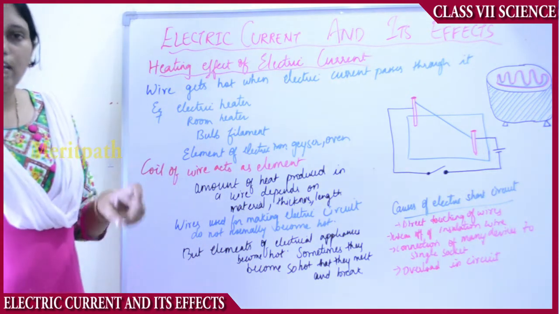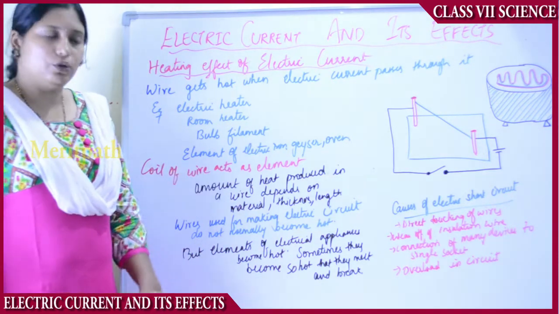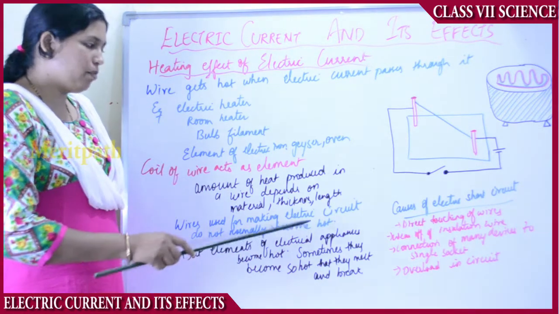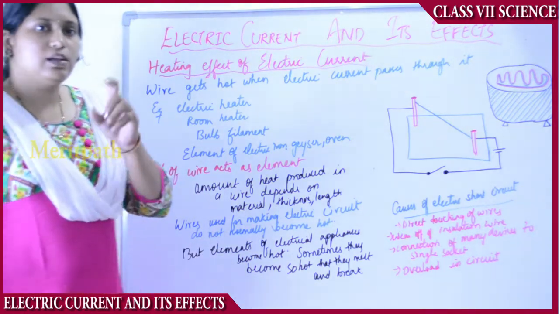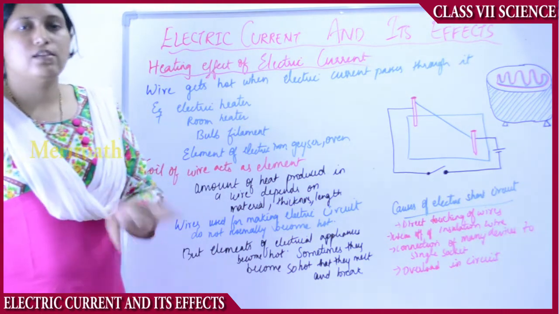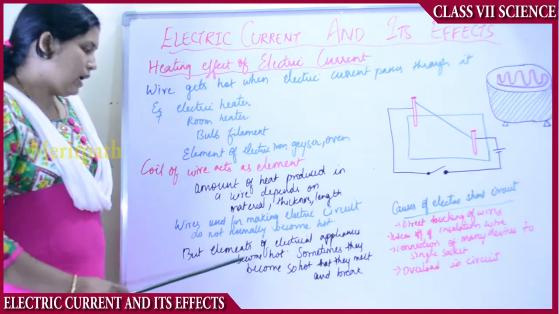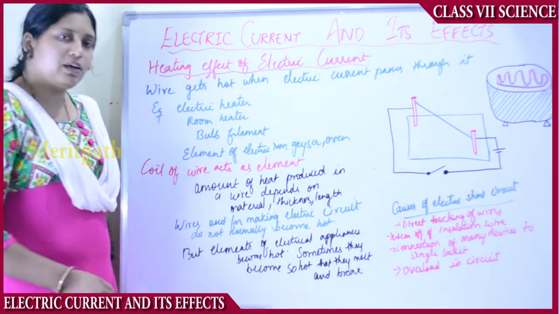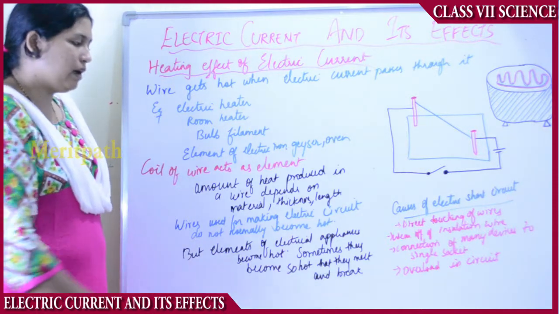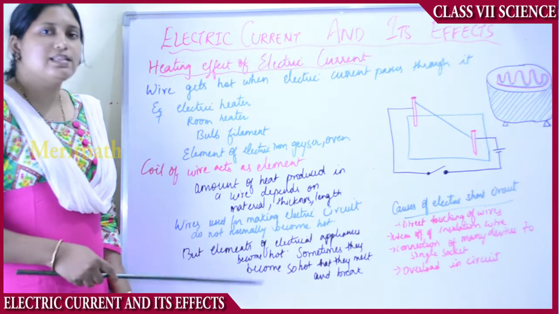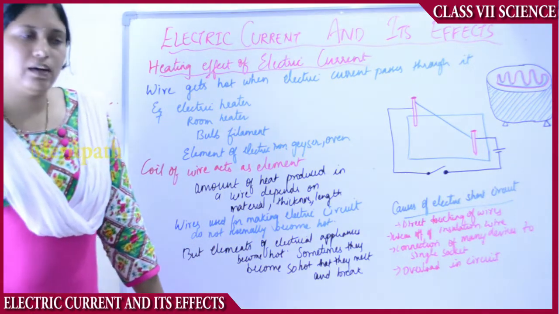The nature of the wire determines the amount of heat produced, and wires used for making electric circuits do not normally become hot. So we use only a thin strand of wire in any electric circuit. Those wires generally do not become hot, but elements of the electrical appliances become hot. Sometimes they become so hot that they melt and break.